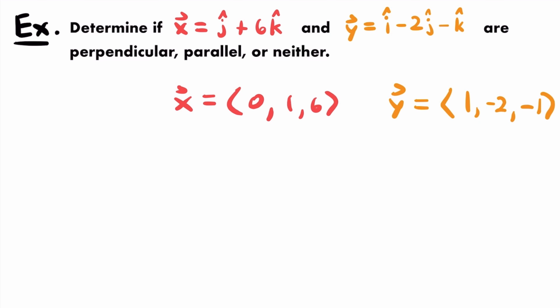Okay, so we know that these two vectors are not going to be parallel. That's out of the question. But are they perpendicular? Well, to check that, we have to take their dot product. So let's do that.